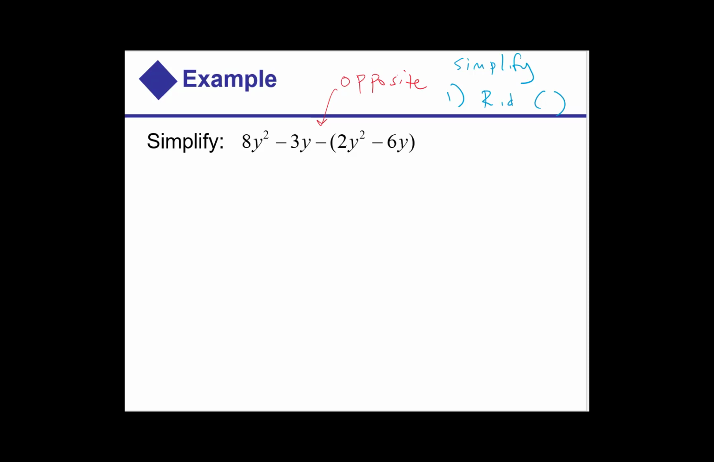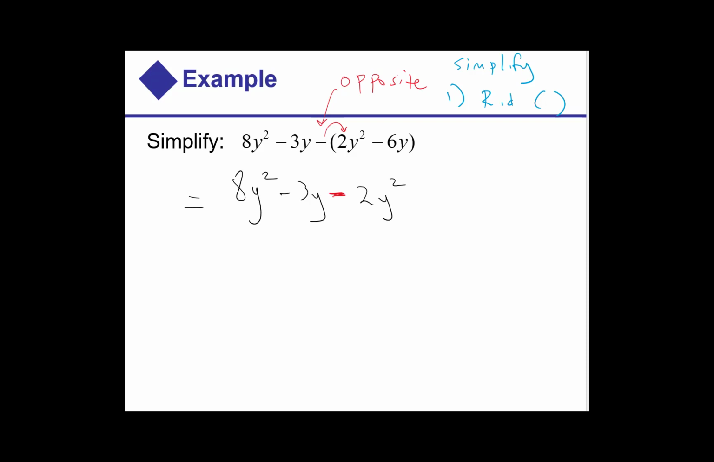Okay, so I'm going to keep the 8y squared minus 3y. Now I'm going to use that opposite law and say, okay, subtraction. I'm going to treat it like an opposite, the opposite of 2 is negative 2. I'm going to put the negative there to emphasize that the sign changed. The 2 became a negative.